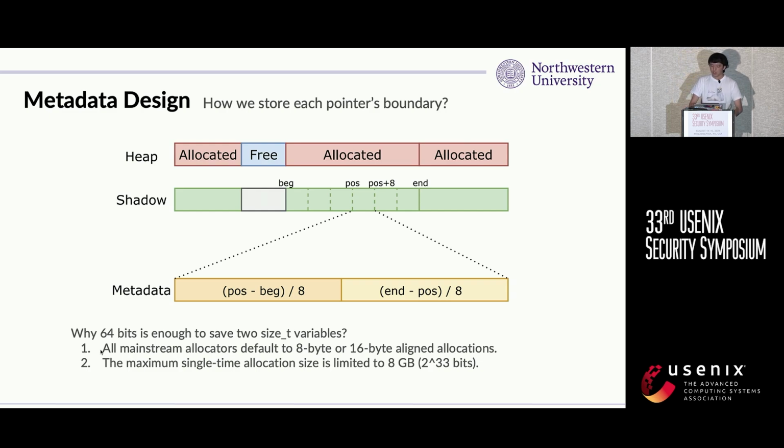So we can note that the ptr, begin, and end are 64-bit values. Why is 32 bits enough to save these values? First, all mainstream allocators are defined to 8-byte or 16-byte aligned allocations. And the maximum single-time allocation size is limited to 8 GB, which is 33 bits. So it means that the lower 3 bits are always 0, and only 30 bits are necessary.